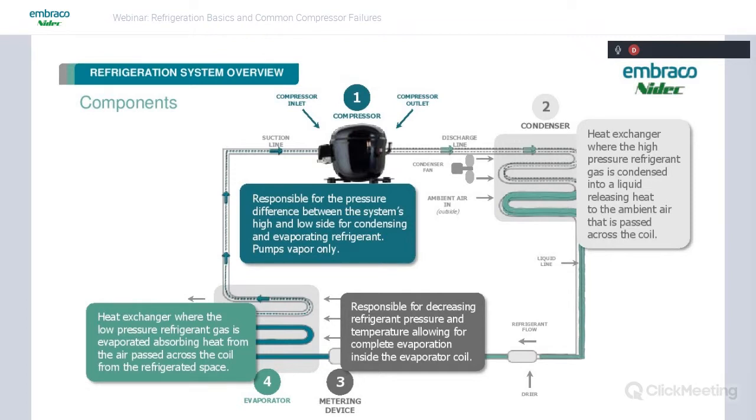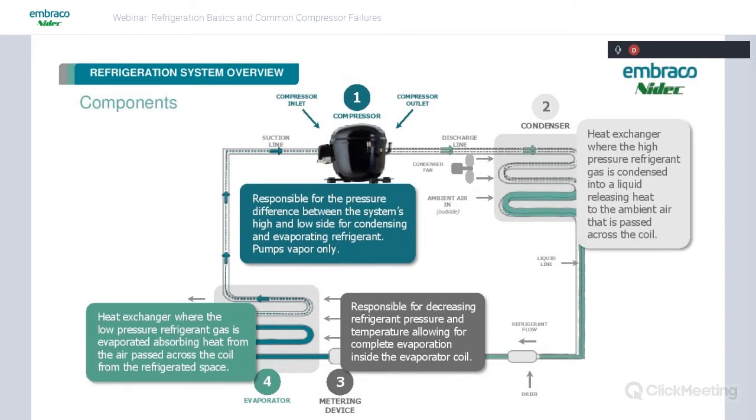And the evaporator is the heat exchanger where the refrigerant is evaporated. And as it does this, it's going to absorb the heat from the air passed across the coil from the refrigerated space. So we're going to absorb all that heat in the evaporator. And then it's going to come down as a vapor through the suction line back to the compressor, where the cycle is going to start all over again.